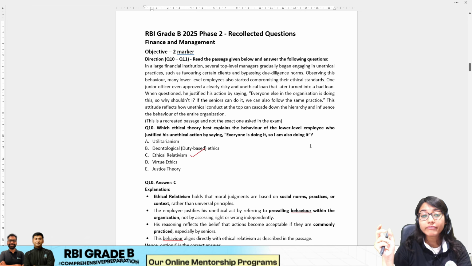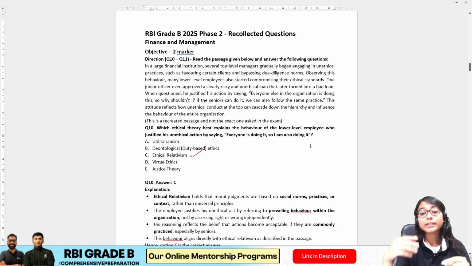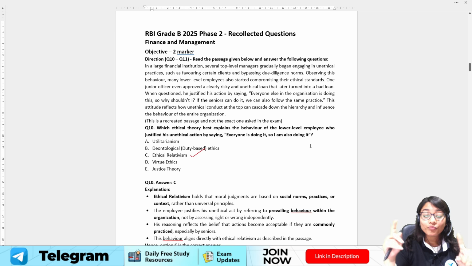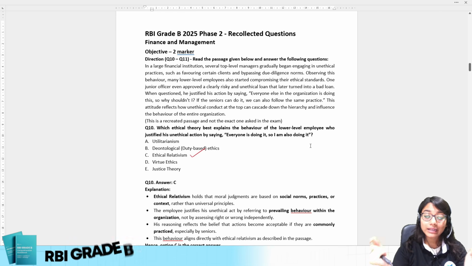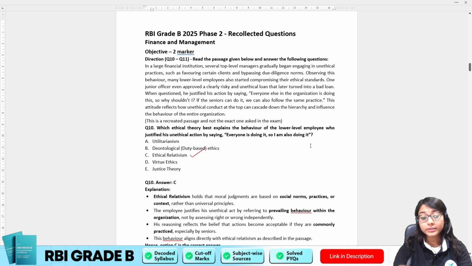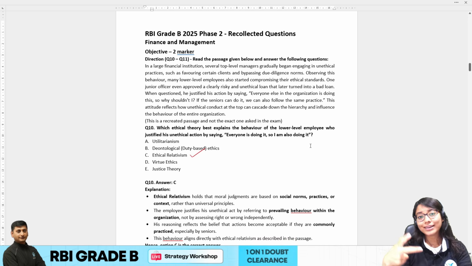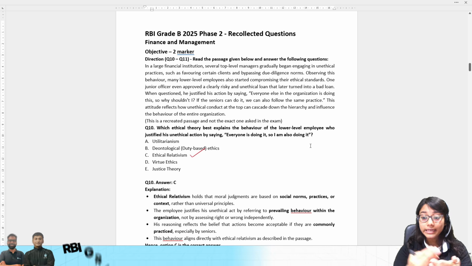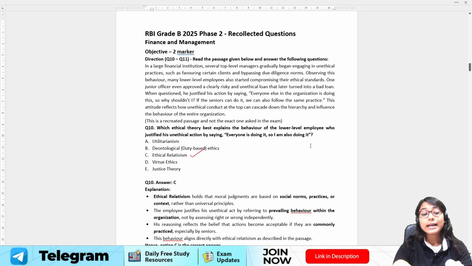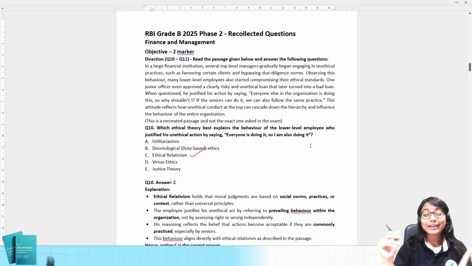Therefore, what have we seen in this organization? Multiple top level managers are doing unethical things. So the practices, the social environment in that organization is unethical. In that case, this junior employee also comes up with the judgment that fine, they are also doing it, I can also do it. Therefore, this is ethical relativism. It's subjective. Why is it subjective? Because of the social environment, your moral judgment is subjective, right? And the answer therefore is ethical relativism.